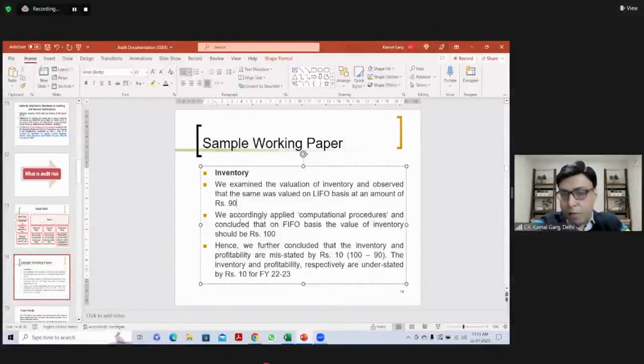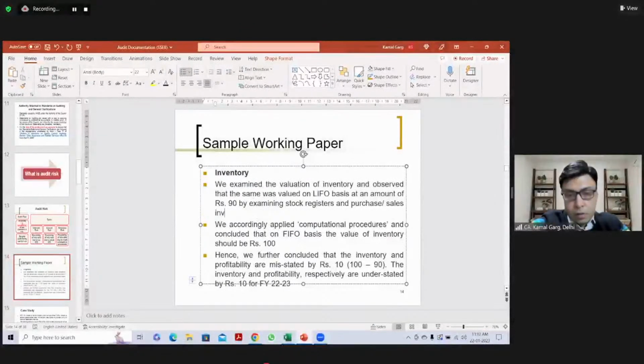Audit evidence will be, I will be writing here, by examining stock registers and purchase sales invoices. Now, audit procedures, audit evidence, stock register and purchase sales invoices. And lastly is audit conclusion. What is the conclusion? You can see the last paragraph. Now, this is known as a working paper, whereby you're recording what you did, how you did, and when you did. Because of space constraints in PowerPoint, I'm not writing the date and who reviewed and other things.